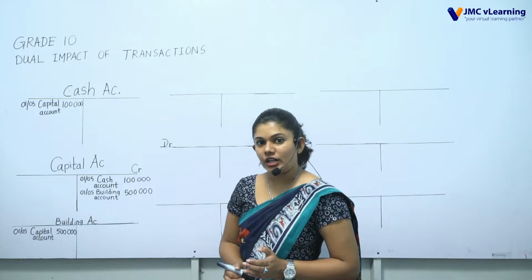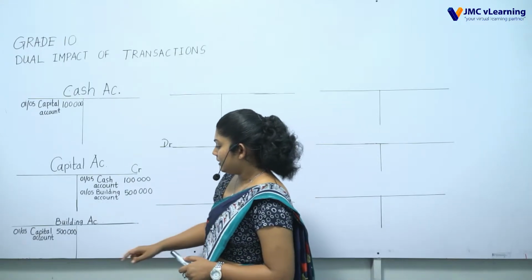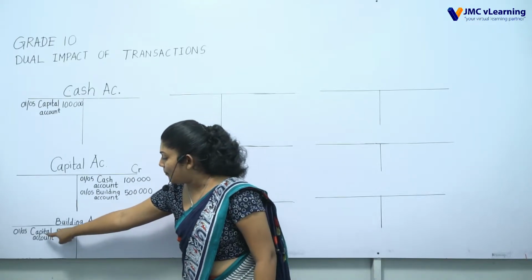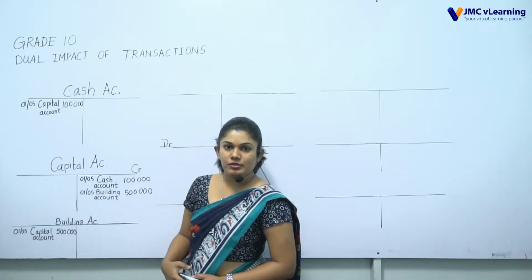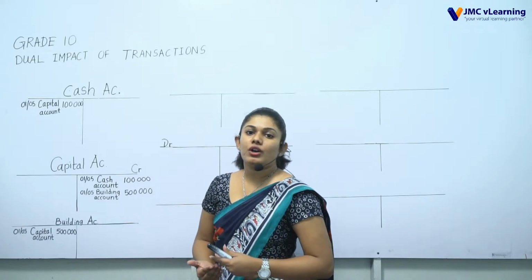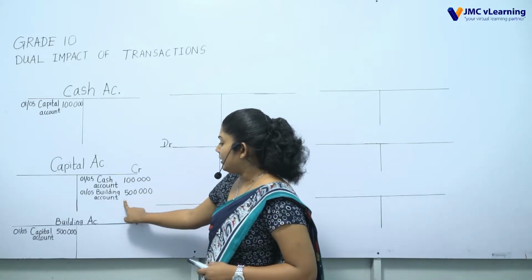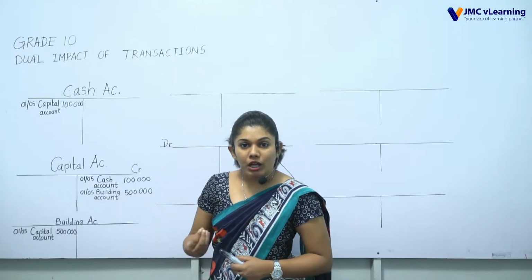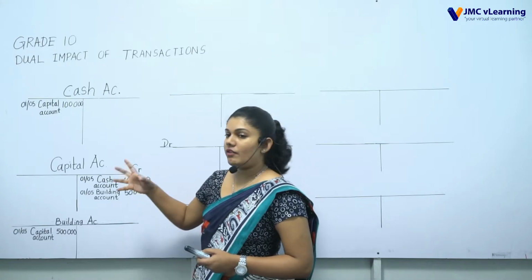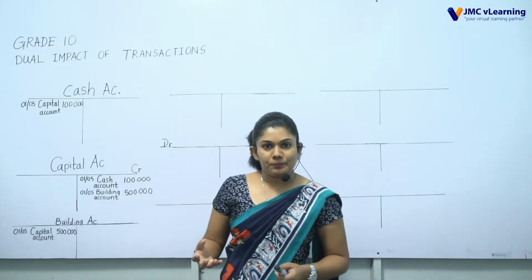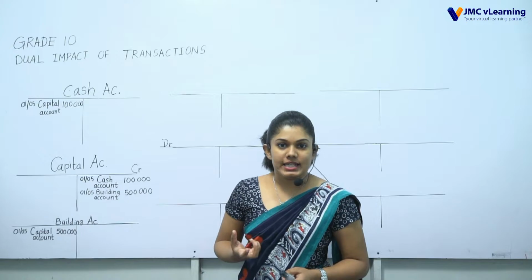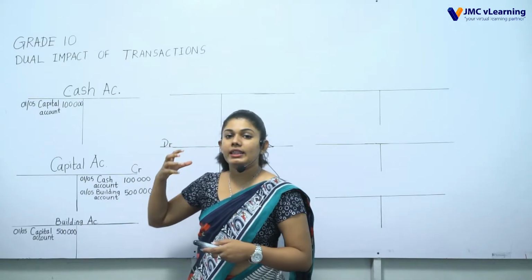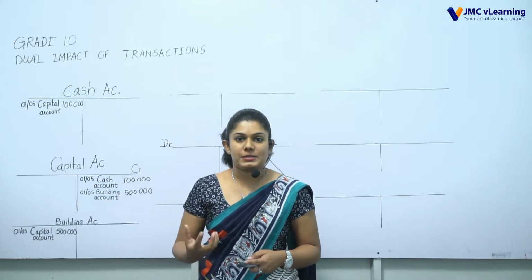Just like the cash account, in the building account the entry is passed on the debit side as capital account 500,000, because the other entry of this transaction is recorded in the capital account. Why do we record it as capital? Because the owner is the one who is investing the building. We are not purchasing it. We are not spending cash. The owner is the one who is bringing that asset to the business.